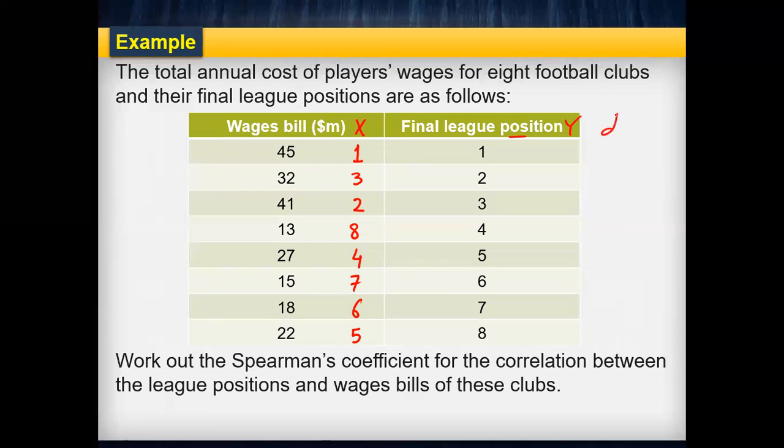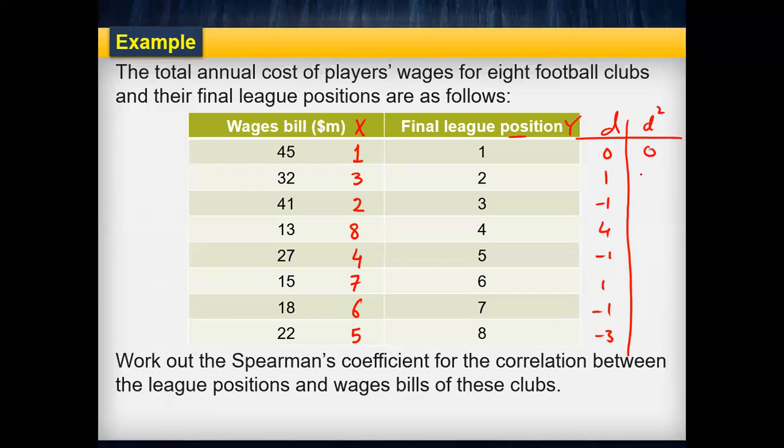Okay, now here I will calculate d. 1 minus 1 is 0, 3 minus 2 is 1, 2 minus 3 is minus 1, 8 minus 4 is 4, minus 1, 1, minus 1, minus 3. Okay, so that's all. Now I will just calculate d square. 0, 1, 1, 16, 1, 1, 1, 9. Okay, so get the total. 1, 2, 18, 19, 20, 21, 30. So summation d square is 30.